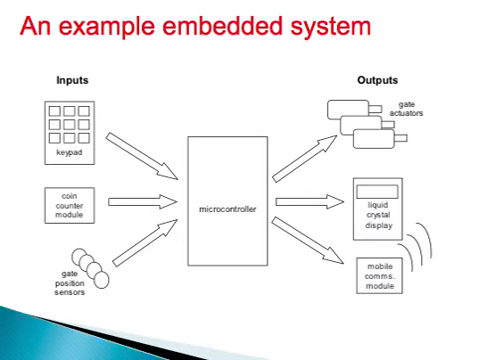This is an example of an embedded system. On the left hand side, you've got some inputs, for example a keypad, but in the case of a computer it could be a keyboard. Then you've got some coin counters. This could be used in a car park or in a vending machine if you want to purchase a product, or if you want to enter or exit the car park. It's got gate position sensors, so it's got sensors that you can monitor in order to control the gate.